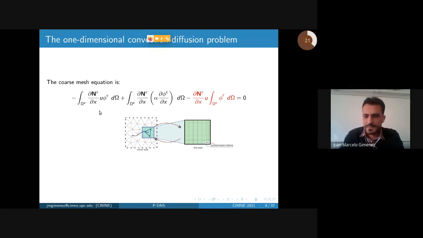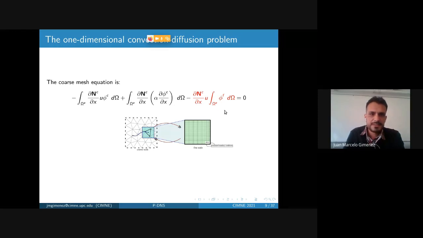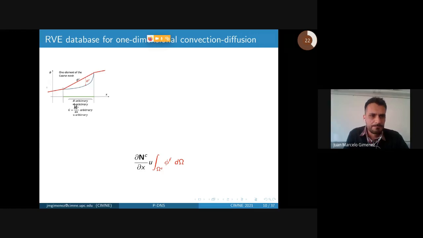I rewrite here the same equation. We see that the coarse mesh equation is the same for any weighted average or weighted residual procedure with the advective term, the convective term, and an extra term regarding the information that we need to compute in a fine scale. So, how to compute the information, or the integral here, in the fine scale? Well, this is the main scheme.